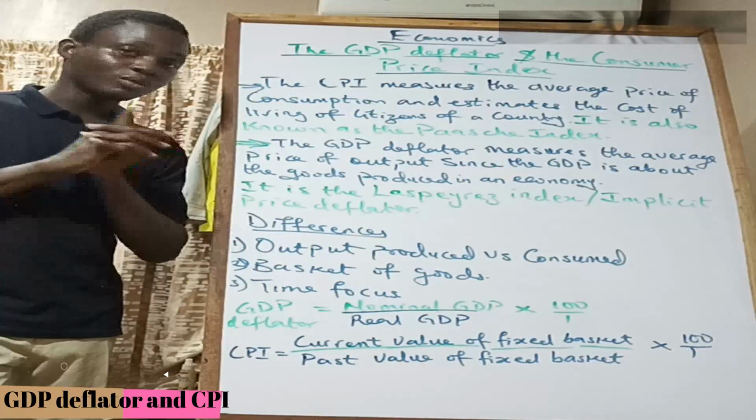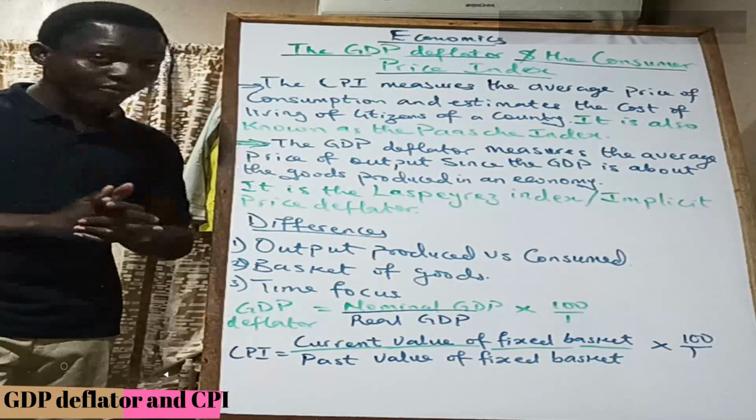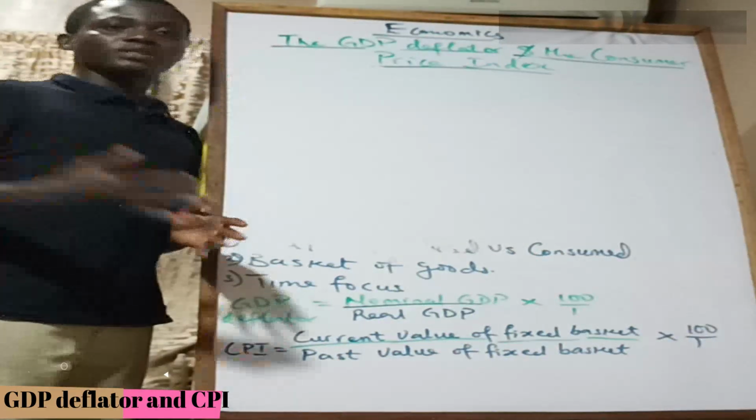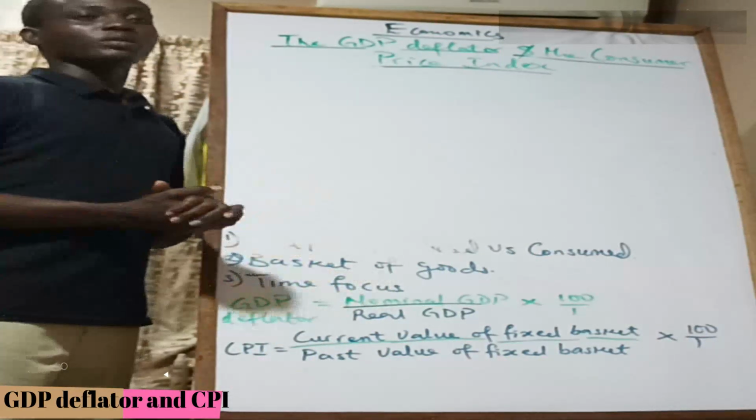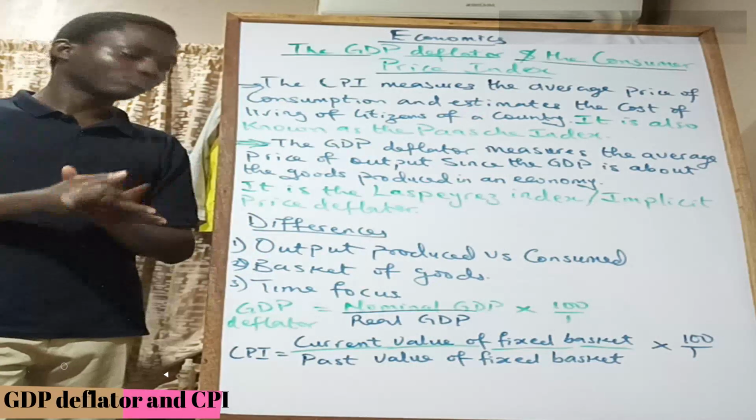All right, so we mentioned that CPI uses a fixed basket of goods, and then GDP deflator does not, and we've been able to explain what a fixed basket of goods is. Now, in terms of time focus, the GDP deflator is calculated quarterly, while the CPI is calculated monthly. Okay, I think that's cool.